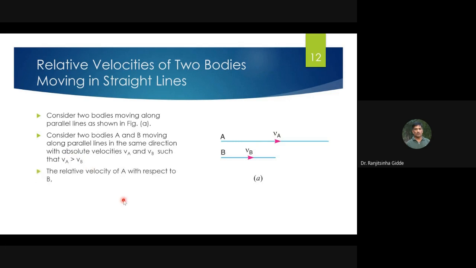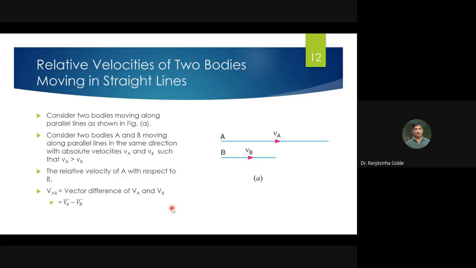Now relative velocity means, what is the relative velocity of A with respect to B, or the relative velocity of B with respect to A. म्हणजे A ची velocity कितीनी जास्त आहे रिलेटिव्ह टू द B, म्हणजे A in comparison with B or B in comparison with A. So relative velocity of A with respect to B.